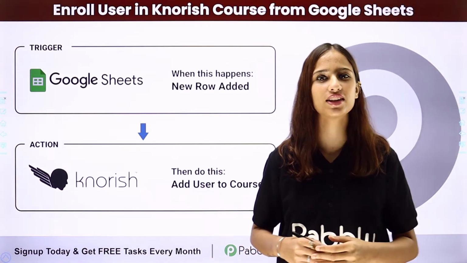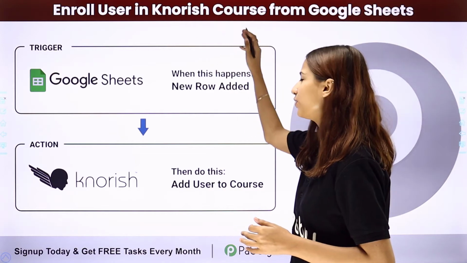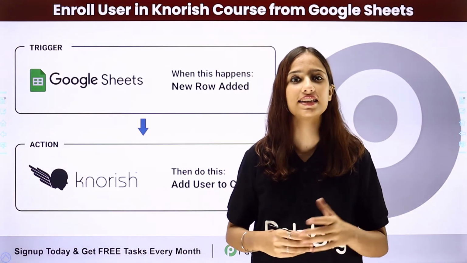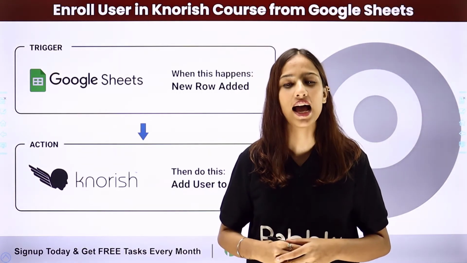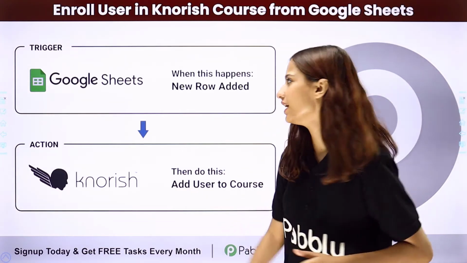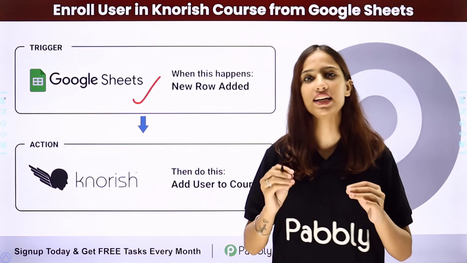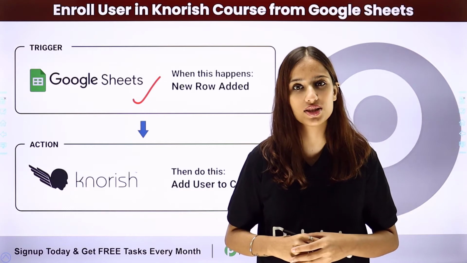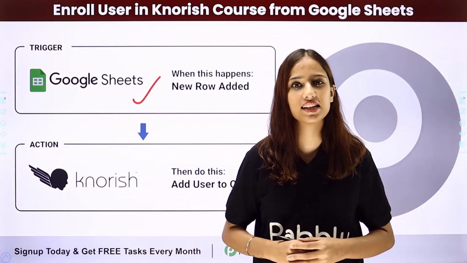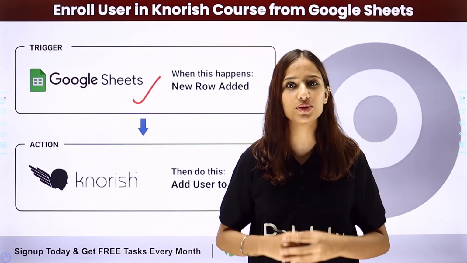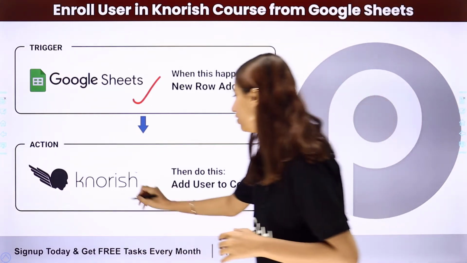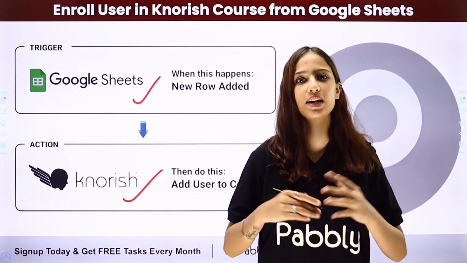So in today's video we will learn how to enroll user in Knorish Course from Google Sheets. Let's say that you offer online courses and you manage the data of your users in Google Sheets. So now every time the details are added here in Google Sheets, then automatically with the details received, you wish to enroll that user in a specific course in Knorish. So how we will be setting up this automation?